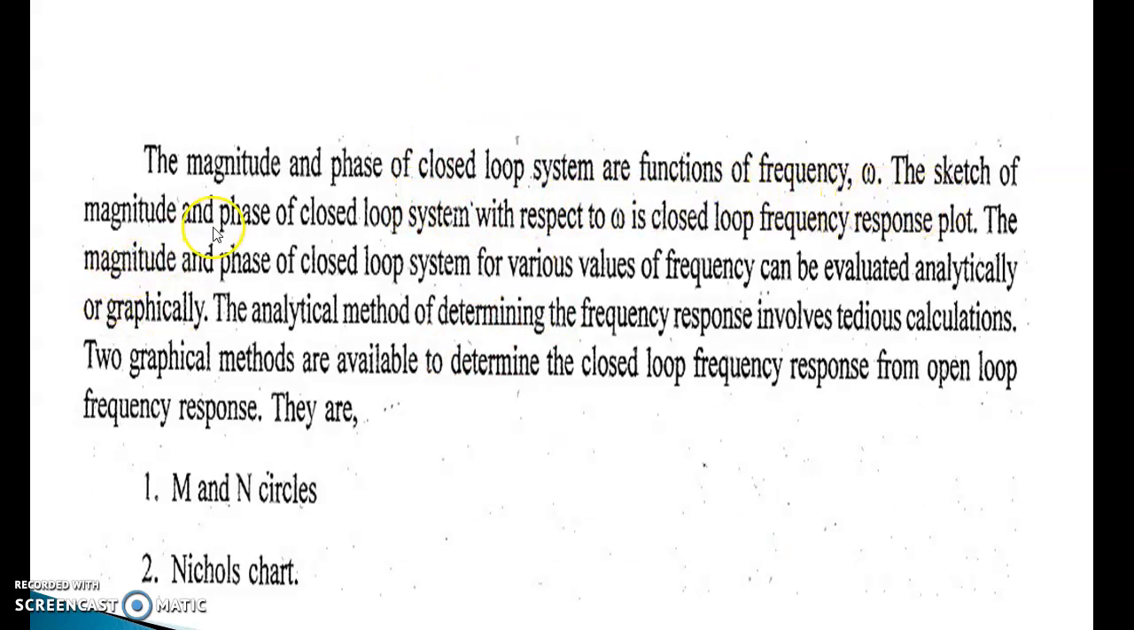The sketch of magnitude and phase of the closed loop system with respect to omega is the closed loop frequency response plot. The magnitude and phase of the closed loop system for various values of frequency can be evaluated analytically or graphically. The analytical method of determining the frequency response involves tedious calculations. Two graphical methods are available to determine the closed loop frequency response from the open loop frequency response. They are M and N circles, and second one, Nichols chart.